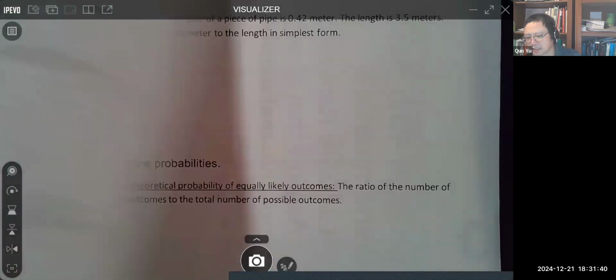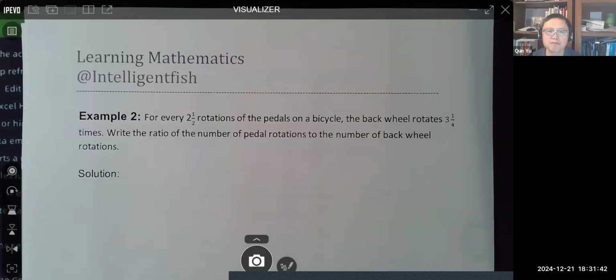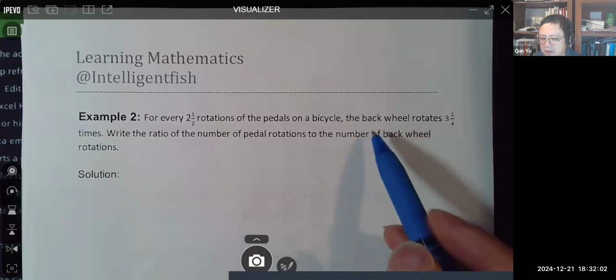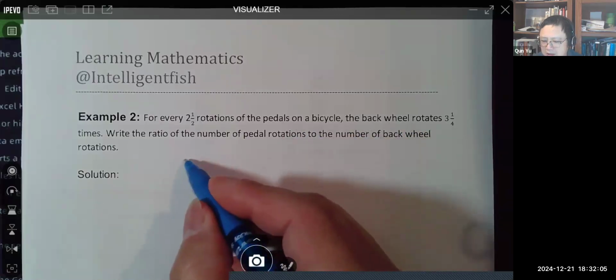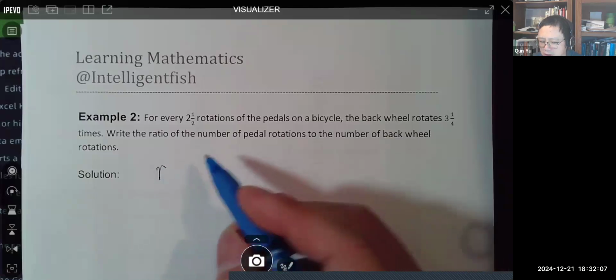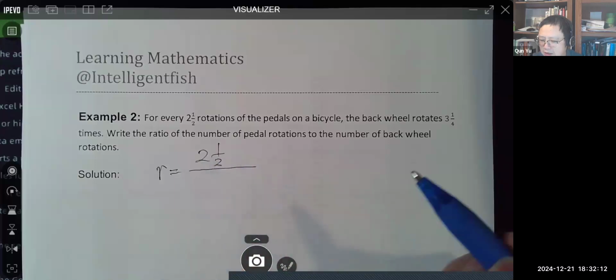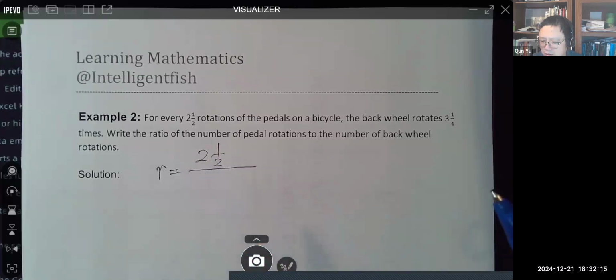Now let's look at our second example on the second page. For every 2.5 rotations of the pedals on the bicycle, the back wheel rotates 3.25 times. Write the ratio of the number of pedal rotations to the number of back wheel rotations. The first one is pedal rotations. Let's use R to represent this ratio. The pedal rotation is 2.5, and the back wheel rotation is 3.25.